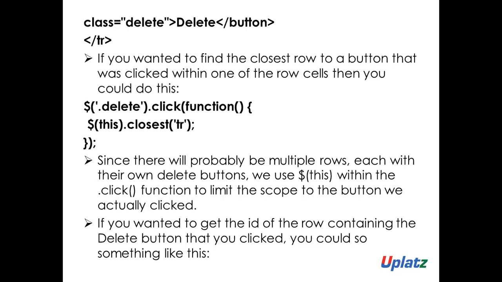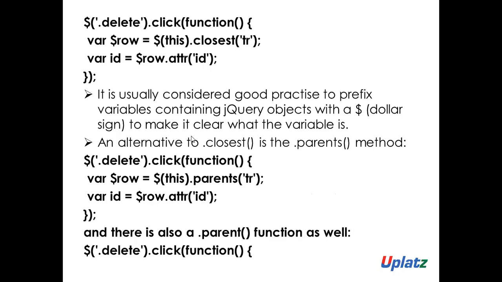If you wanted to get the ID of the row containing the delete button that you clicked, you can also do something like that. Above I have mentioned delete click, and closest to the parent, it will get removed. In the delete.click function, I get the row as closest tr, and this is my id row attribute. It is usually considered good practice to prefix variables that contain jQuery objects with a dollar sign, which also makes it clear what the variable is.